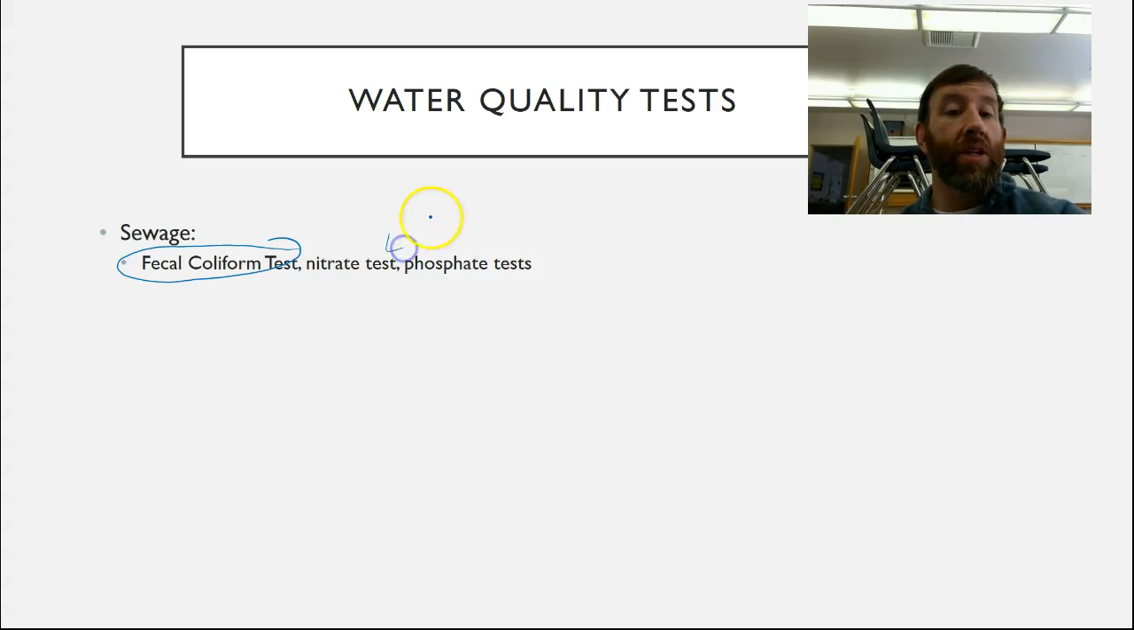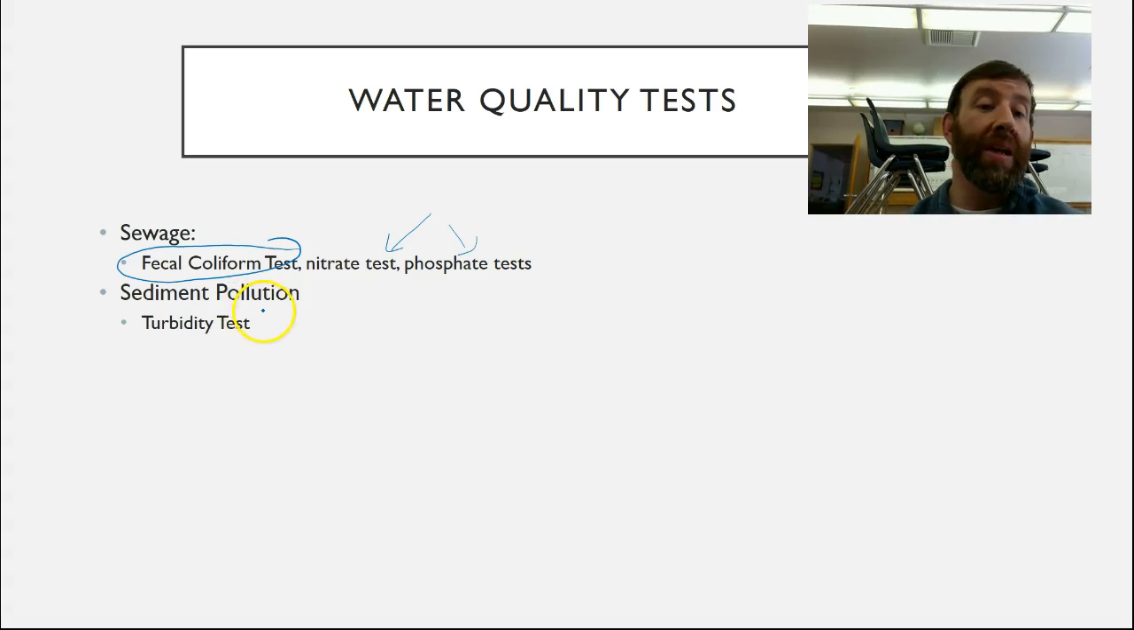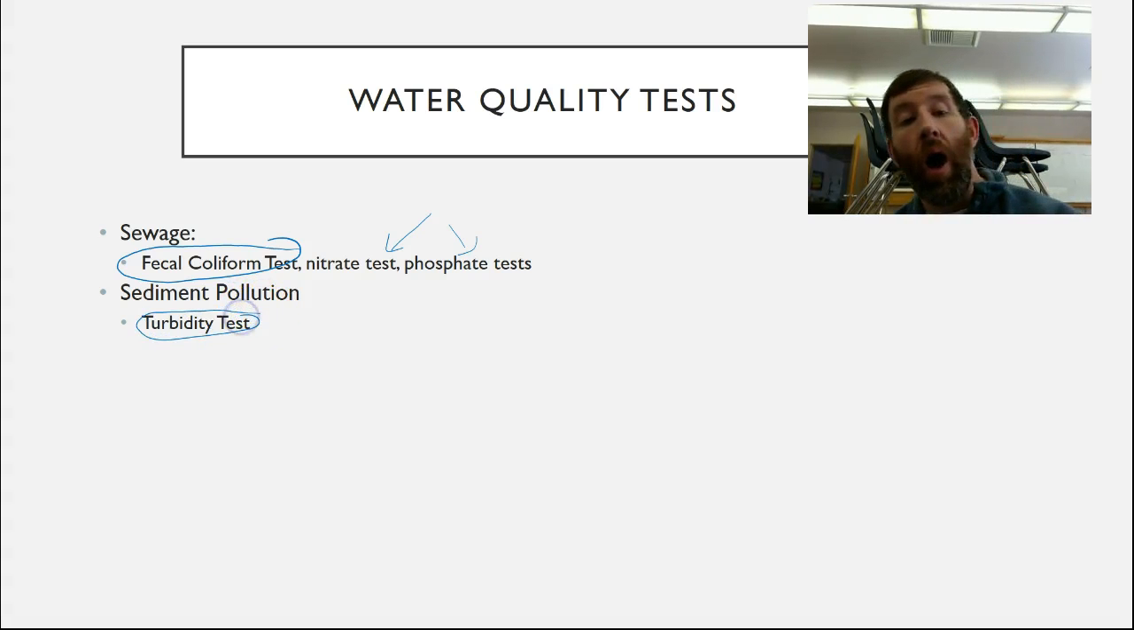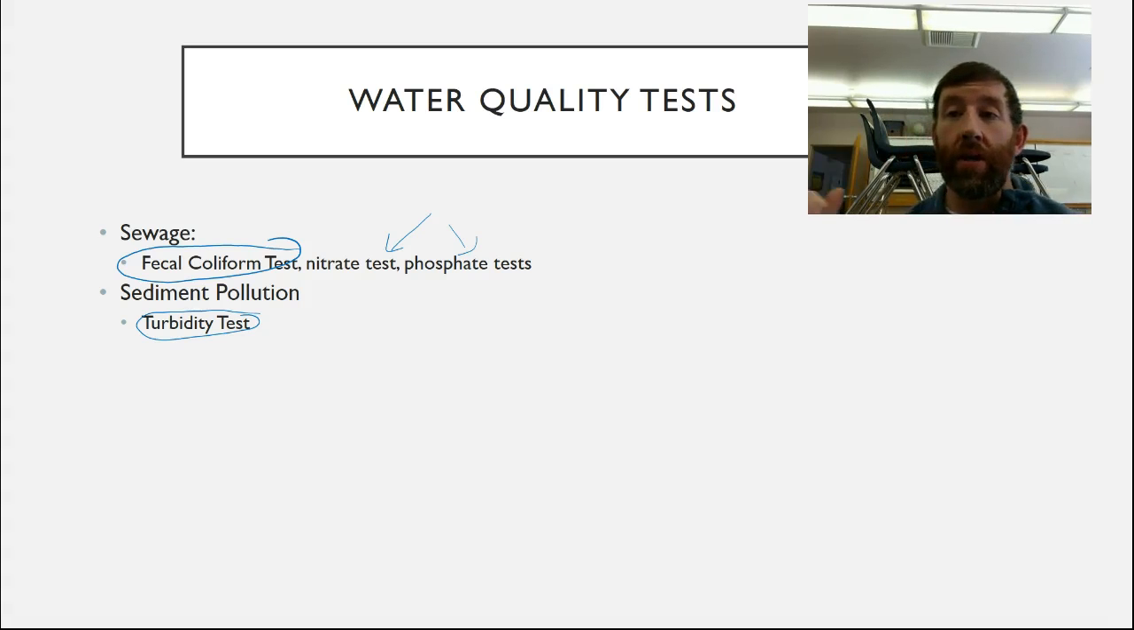We could also run a nitrate and phosphate test. We would expect to see increased levels of nitrate and phosphate, although that could also be due to fertilizer runoff as well. All right. For sediment pollution, we run what's called a turbidity test, right? And that's essentially shining a light or laser through water, and the device counts, not the particles, excuse me, the amount of light that gets scattered by sediment suspended in the solution.